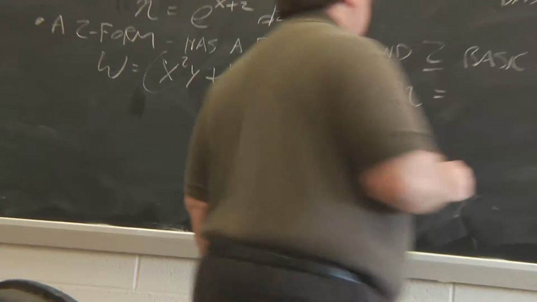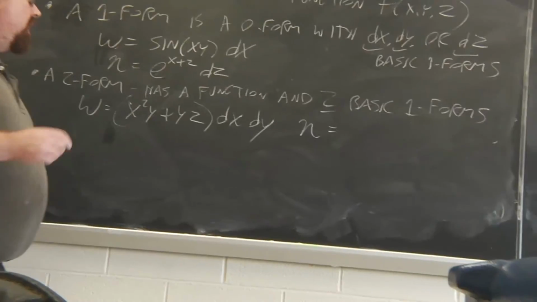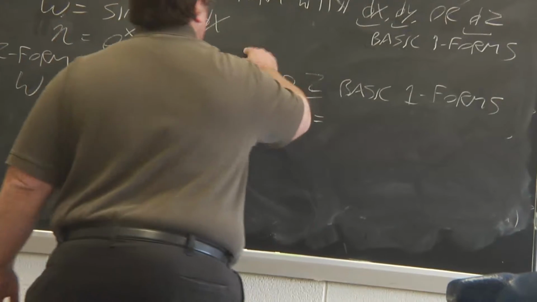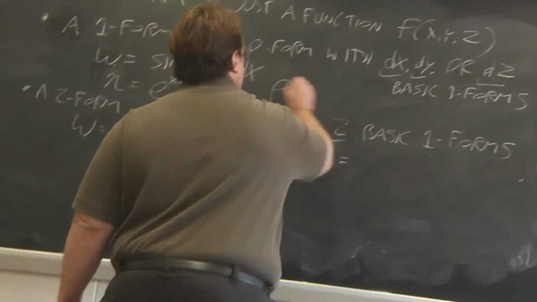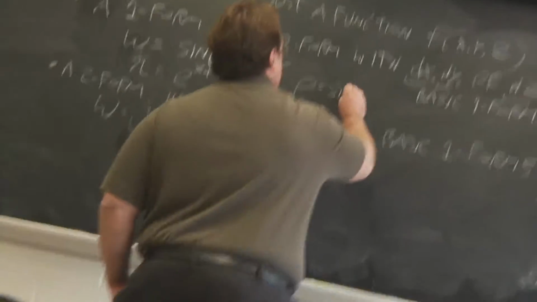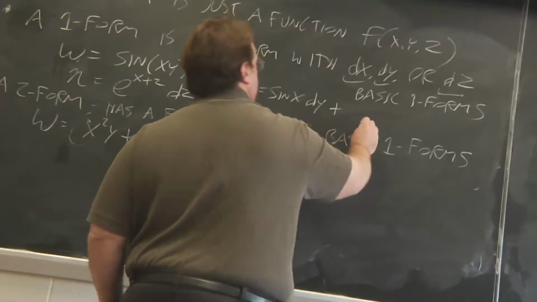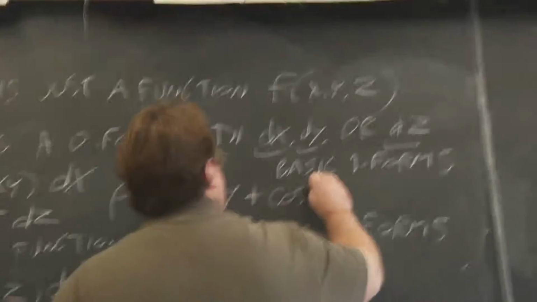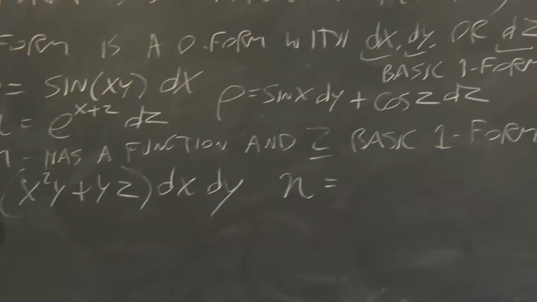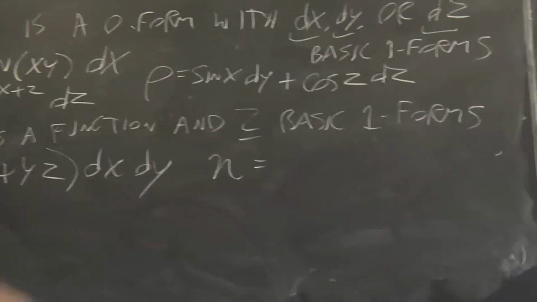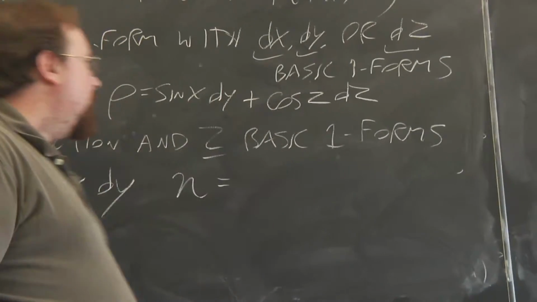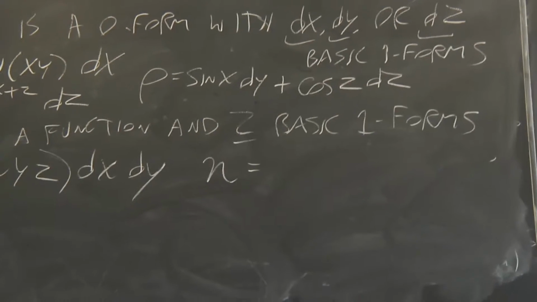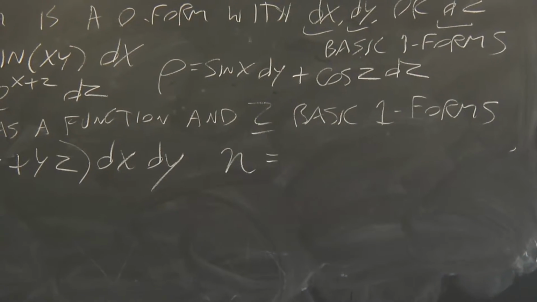You can also add forms of the same order. I'll fill in another one here. Let's see, give me a Greek letter, rho. So sine x dy plus cosine z dz. So if you have forms of the same order, you can add them, like so. Each term is only going to have one of these expressions, dy or dz, in it. You cannot add forms of different order. That is not a well-defined operation.